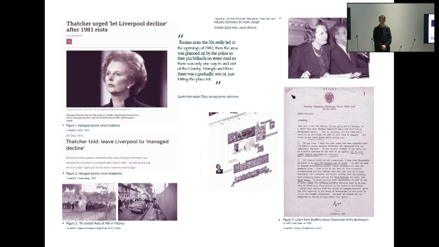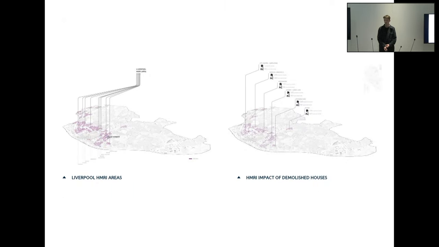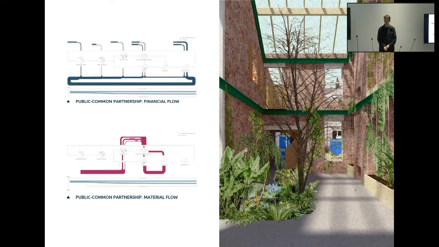Managed decline, a policy of the Thatcher government, let the buildings within Granby fall into disrepair with the intent of driving out the local residents. In the early 2000s, the Housing Market Renewal Initiative, or HMRI, identified zones across Liverpool in the UK affected by managed decline to be demolished and rebuilt. Granby residents like Hazel campaigned against the demolition of their neighborhood and won.